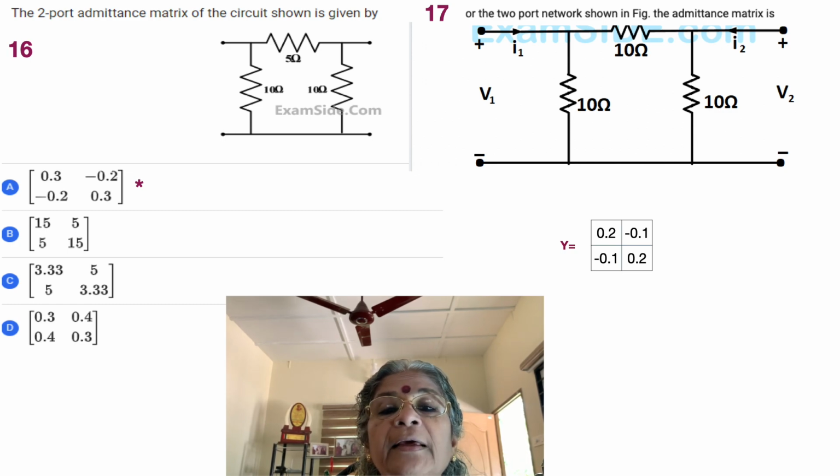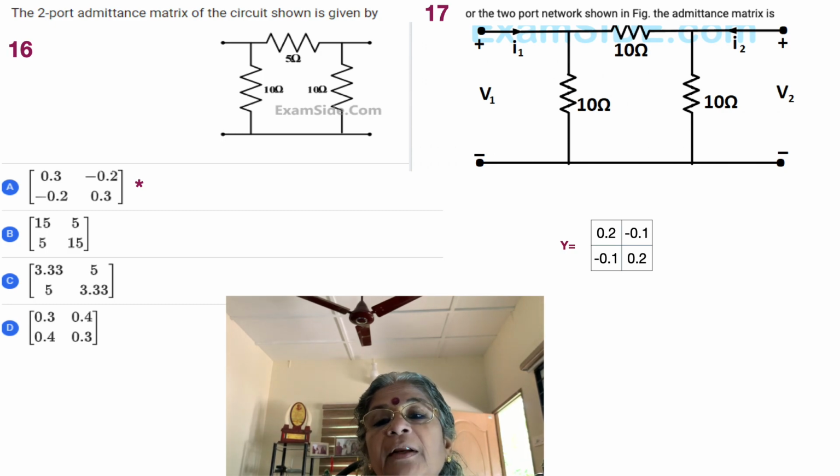Then again, for the two-port network shown in the figure, the admittance matrix is shown after taking the admittance values. So 1 by 10, 1 by 10, 1 by 10, 0.1, and then adding together y1 and y2 to get 0.2. Similarly, because they are all similar, we have 0.2 for y11 and y22, and minus 0.1 as y12 and y21. Yeah, so that was the last slide.